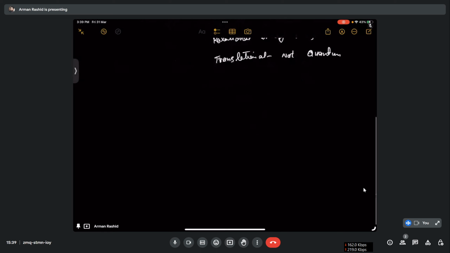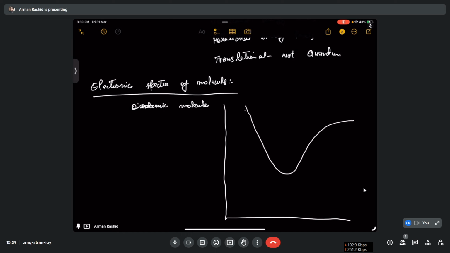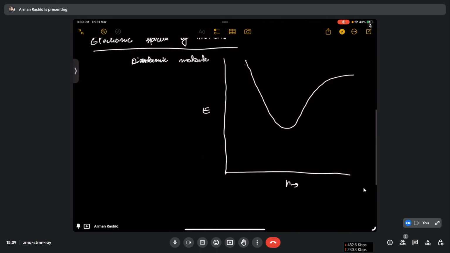In the previous lectures I have briefly discussed the electronic spectra of molecules. As I showed you before, for a diatomic molecule we can represent energy as a function of internuclear separation. This energy can first be represented by a parabolic approximation, sort of like this. So this is a parabolic approximation.